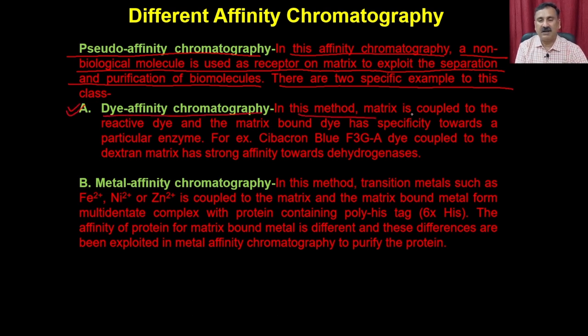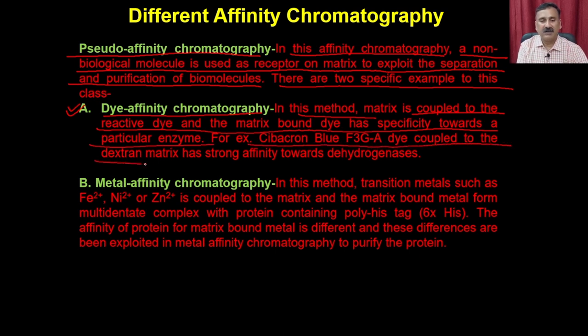In this method, the matrix is coupled to the reactive dye, and the matrix-bound dye has a specificity towards a particular enzyme. For example, the Cibacron Blue F3GA dye coupled to the dextran matrix has a very strong affinity for the dehydrogenases. Similarly, you can have the metal affinity chromatography.